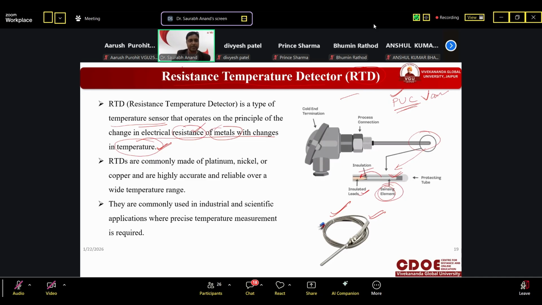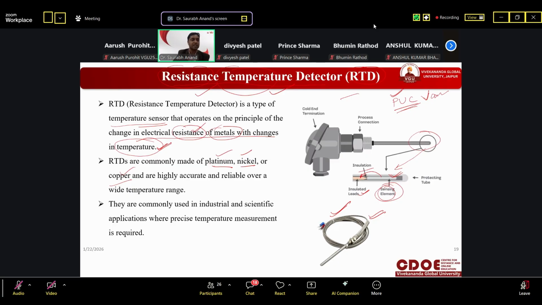That is why the name is resistance temperature detector. So due to temperature, the resistance of the metal that we are using will be varied. Accordingly, we will get the values. The metals that we are mostly using are platinum, nickel, or copper. Okay, so these are the three metals that we generally use for RTD.